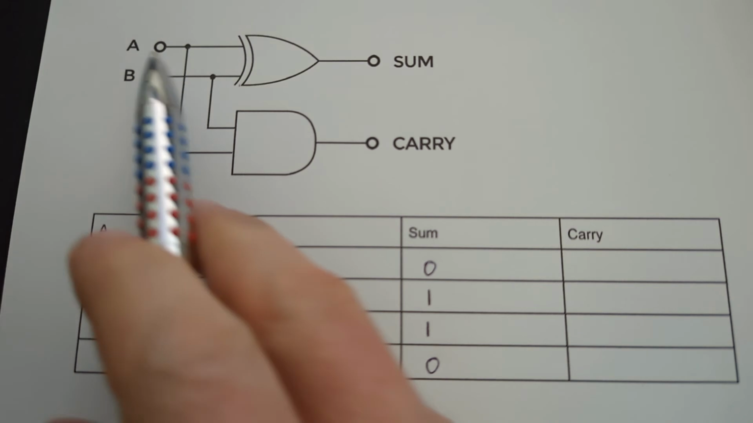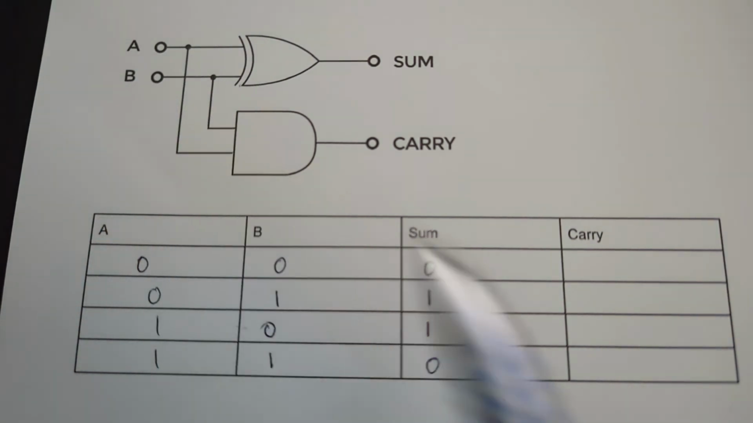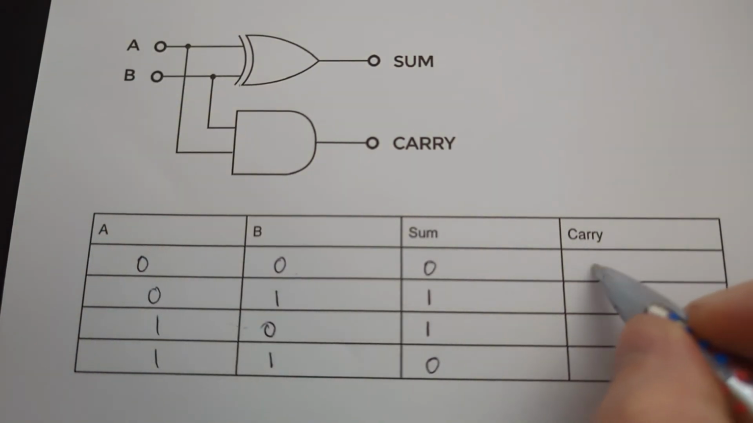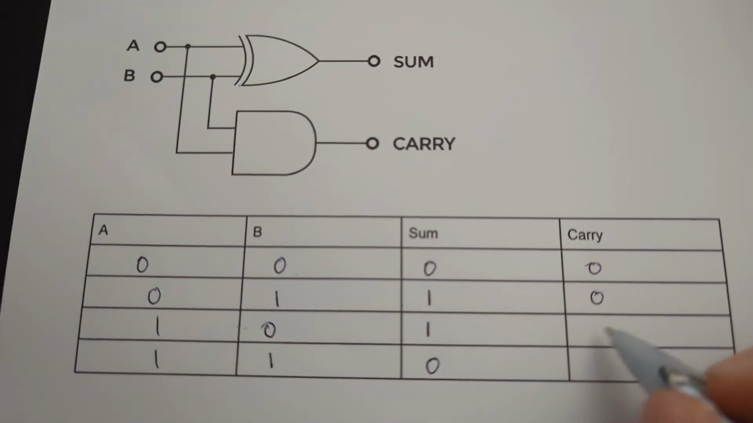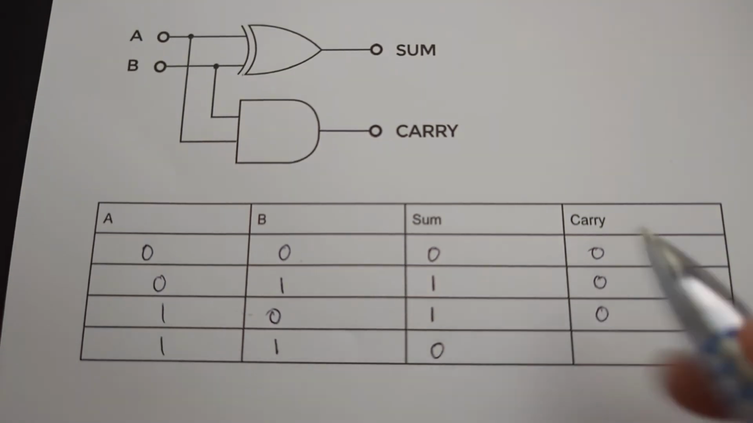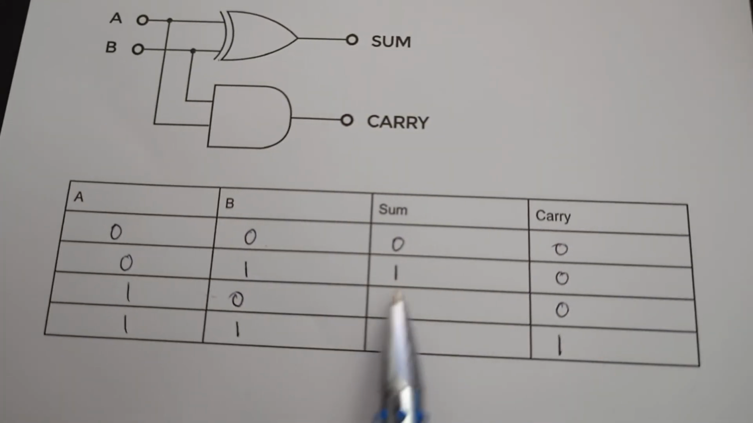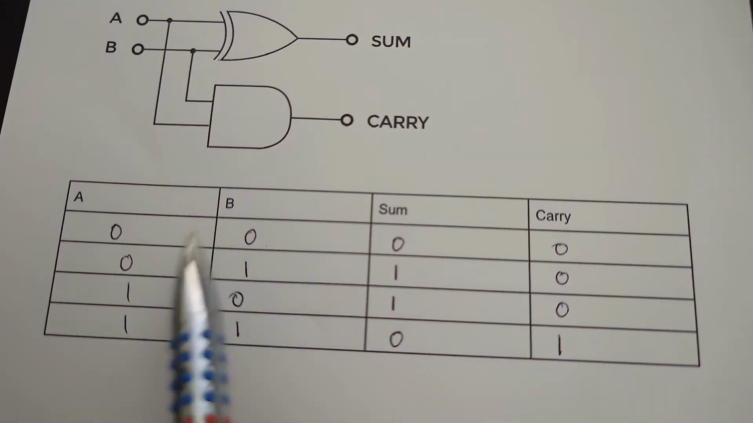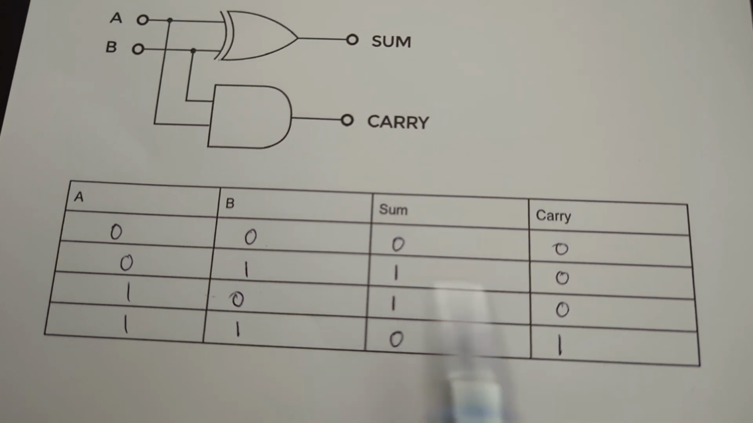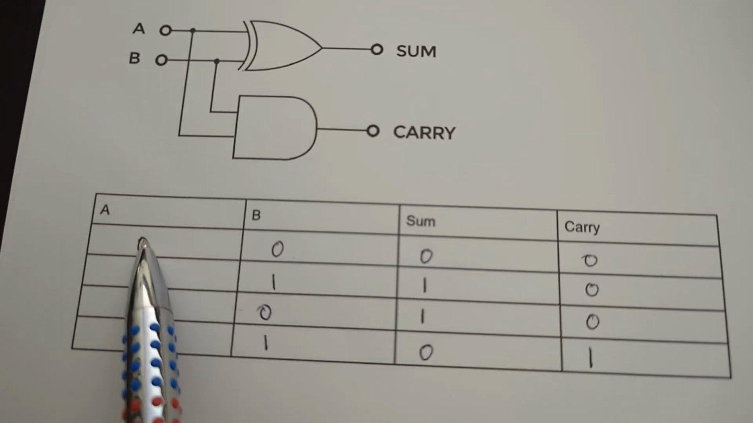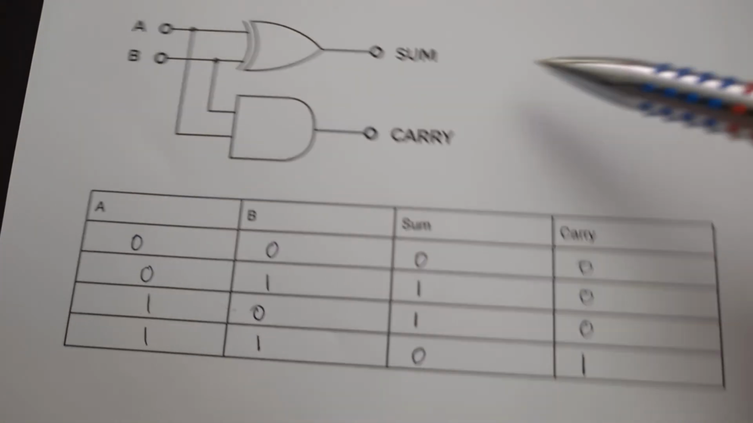Now for the AND, same inputs here. So 0 and 0 produces 0, 0 and 1 produces 0, 1 and 0 produces 0, 1 and 1 produce a 1. So you can see here that if there's a carry, it means there's 2 1 inputs, otherwise there's just a single 1 and it's a sum, and otherwise it's nothing at all. That's a half adder.